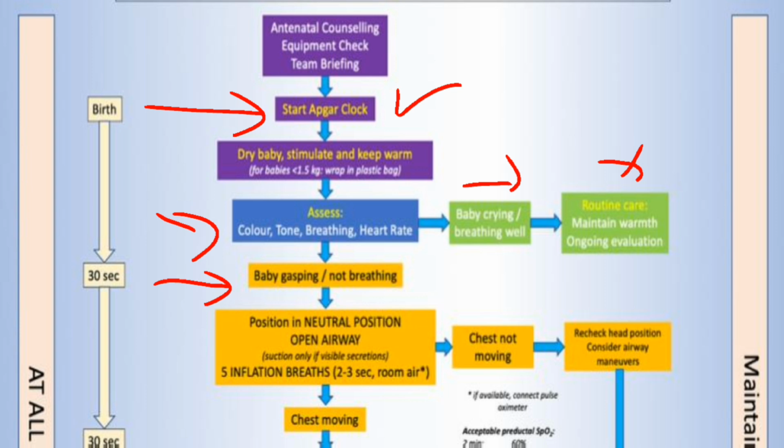Then at the 30 seconds mark, if the baby is gasping or not breathing, we position in neutral position, where we open the airway. We suction only if there is visible secretion, so there's no need of suctioning things we are not seeing. Then after that, you give 5 inflation breaths, 2 to 3 seconds each, with room air. Okay, those are inflation breaths.